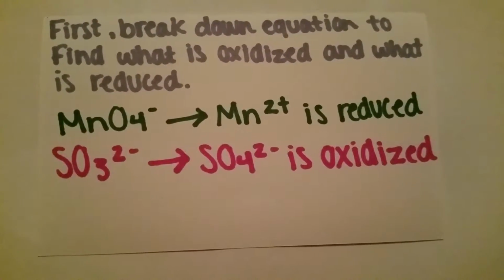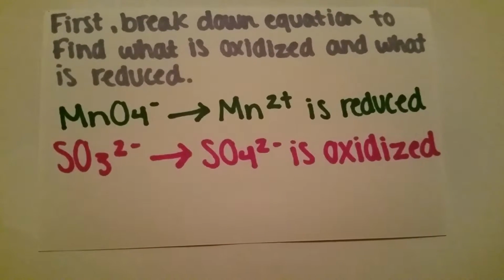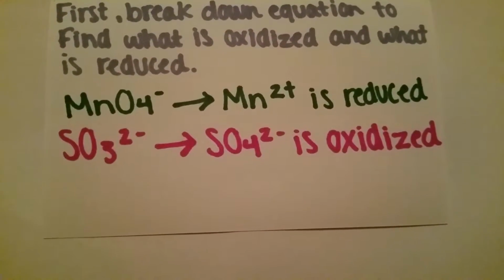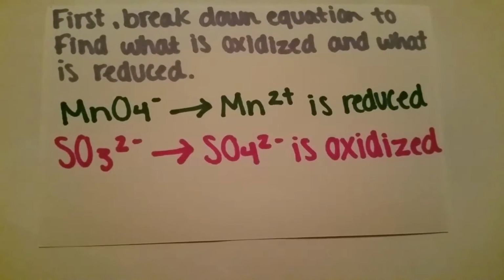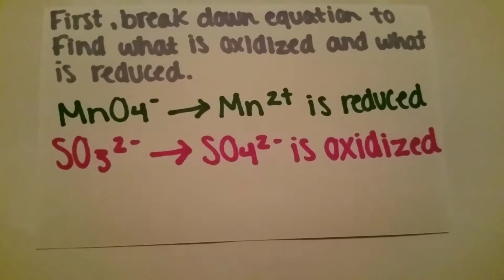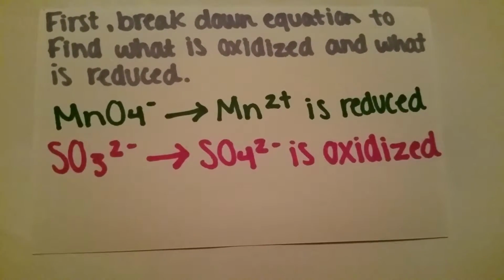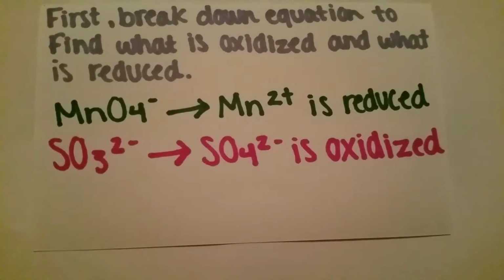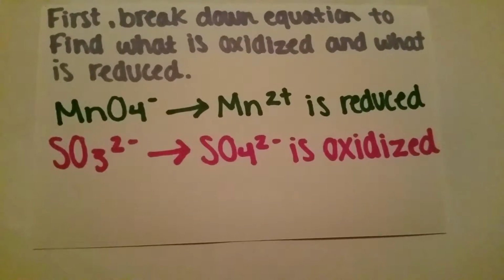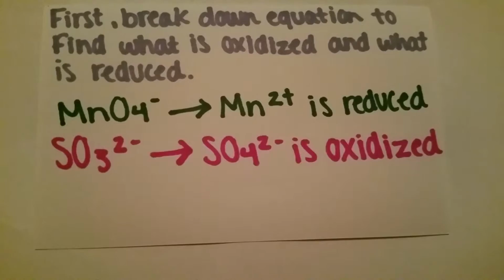First, we need to break down the equation to find out what is oxidized and what is reduced. In doing this, we find that MnO4 negative yielding to Mn2 plus is what is reduced, and SO3 2 negative yielding to SO4 2 negative is what is oxidized in this problem. This is the first step and is crucial to solving these problems.